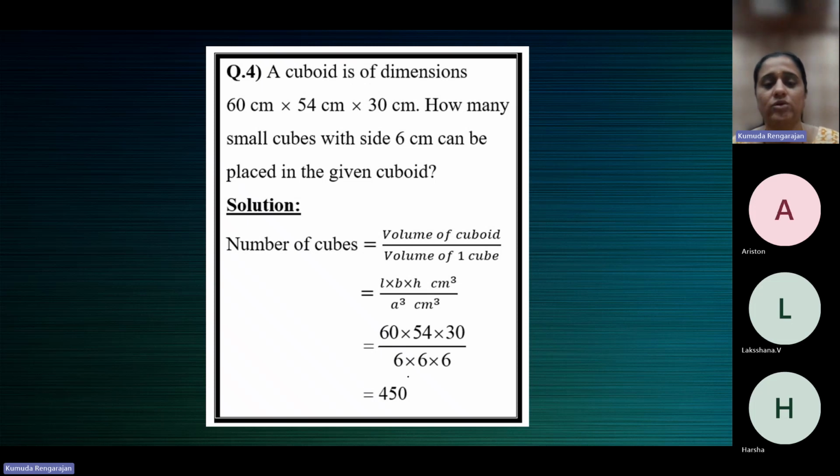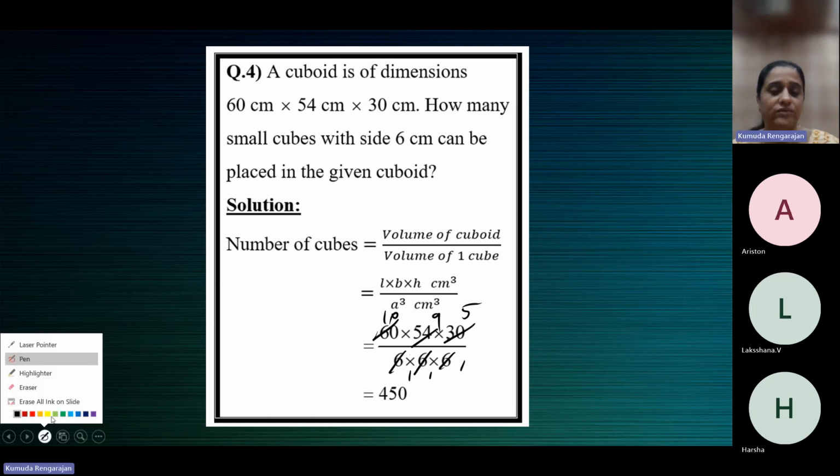I've always told you, I cannot do that here. So 6 ones are 6, 6 tens are 60, like this. So 6 ones are 6, 9 sixes are 54. 6 ones are 6, 5 sixes are 30. So 450 cubes.